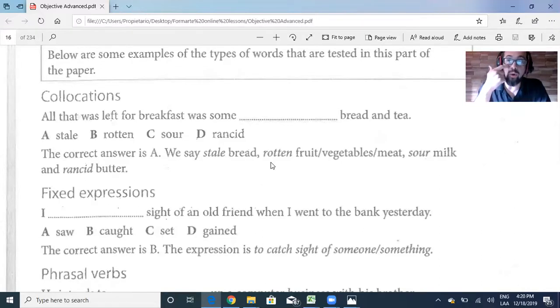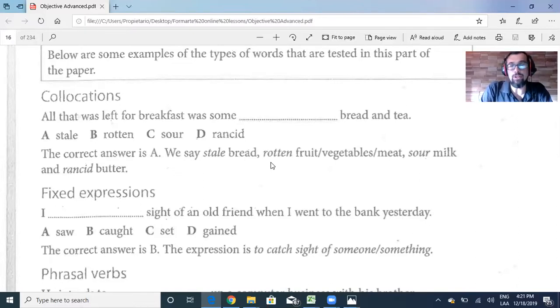During this course, we're going to see some specific collocations that are going to help us a lot for this part. But let's see some examples. It says here, all that was left for breakfast was some, well, what? Stale, rotten, sour, or rancid bread and tea. We might get confused because we might even put rotten, right? Or we can put rancid. But the correct answer is A. So it says, we say stale bread, right? So with bread, we say stale.